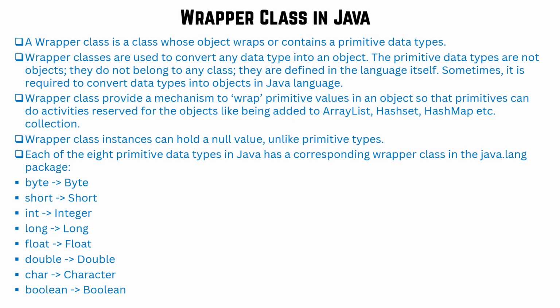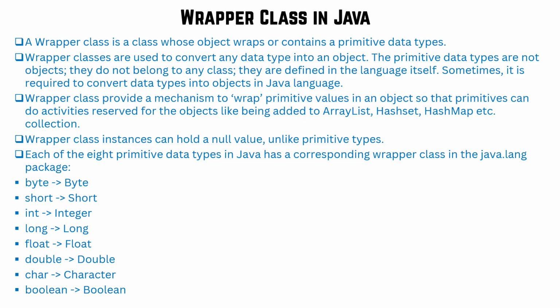Then we'll discuss the wrapper class. Whatever we have learned about data types, the different data types, primitive and non-primitive, they are data types actually, but they do not belong to any class. But what problem happens? You'll be learning the Java collection framework in the next session, session 5.